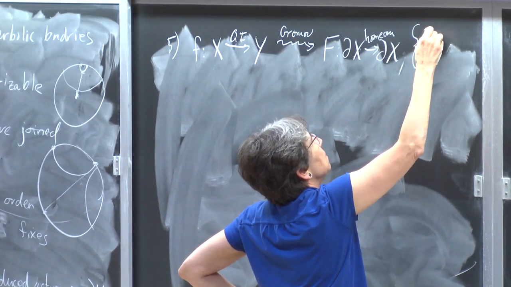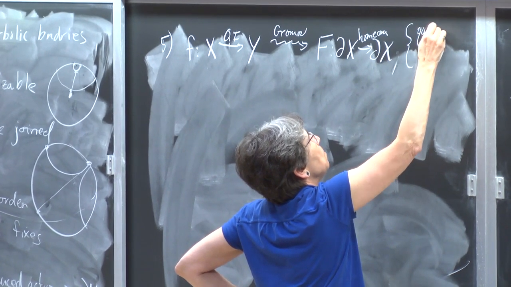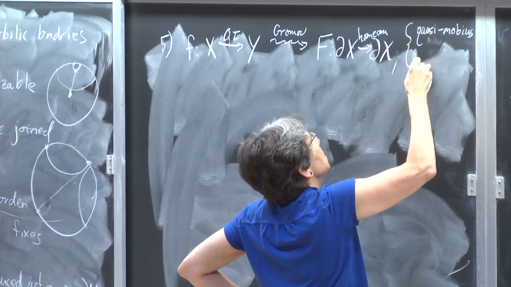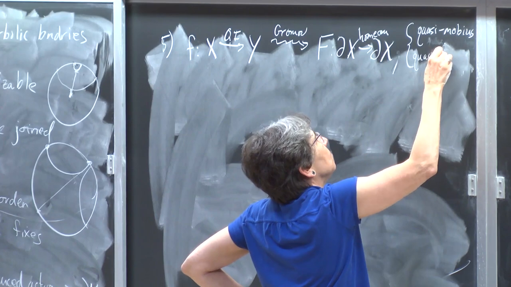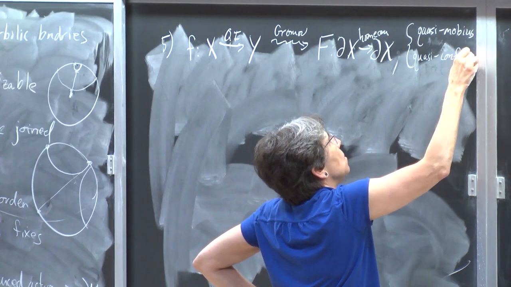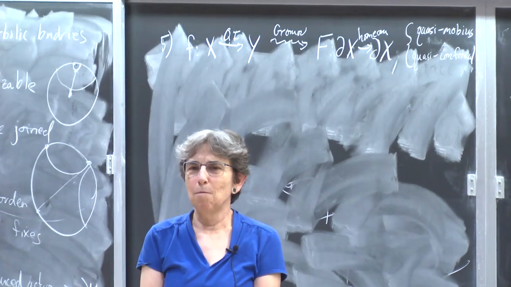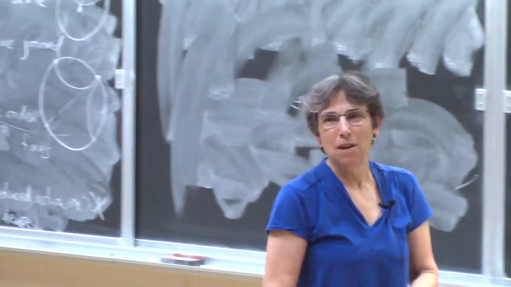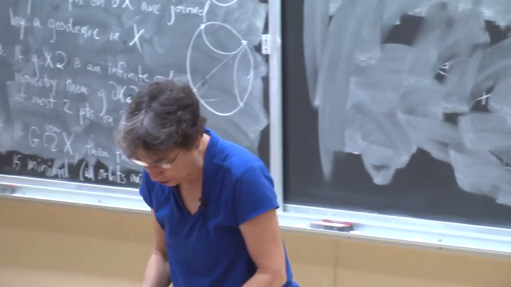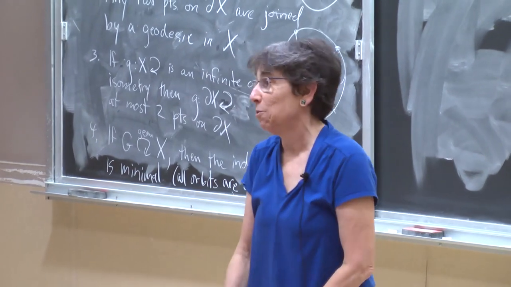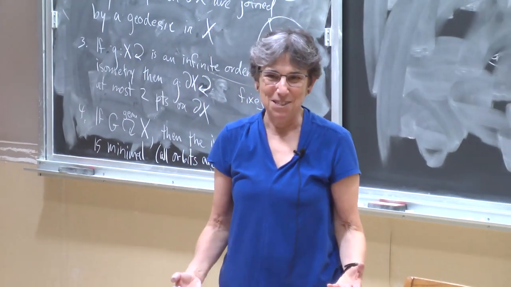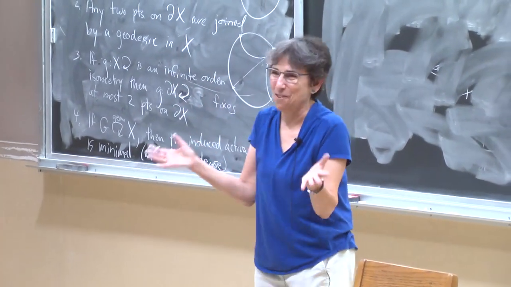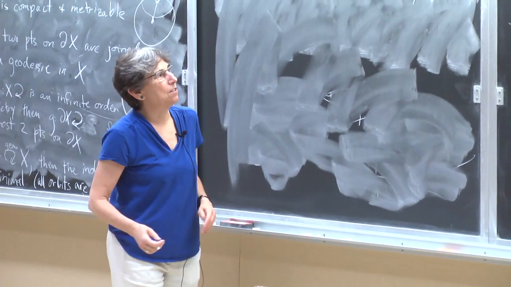which I will simply not actually define, but they're called quasi-Mobius and quasi-conformal. If you know hyperbolic geometry, you've run into the notions. If I have time at the end, I'm going to explain these in more detail. But if you've done hyperbolic geometry, you may have heard the words Mobius or conformal. And guess what? Quasi-Mobius, quasi-conformal means up to some bounded distortion. So they're almost, not quite exactly, but almost Mobius or conformal.